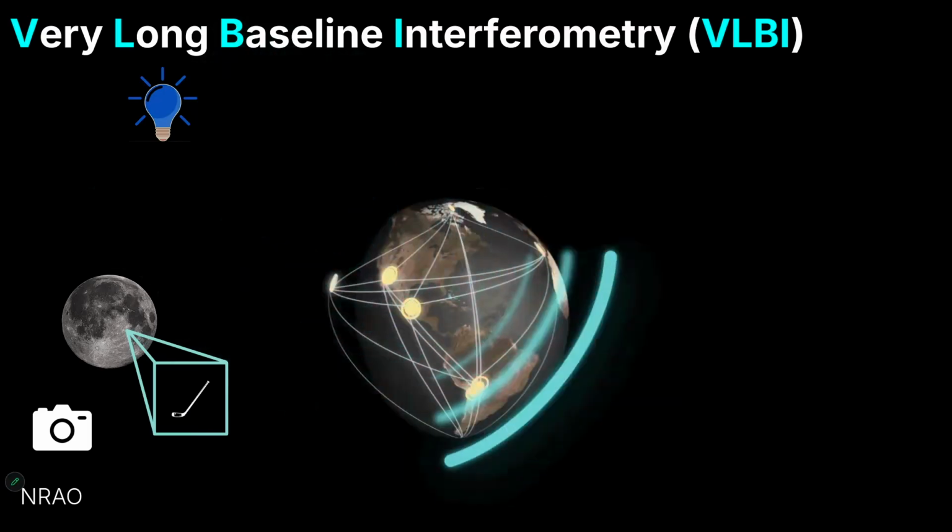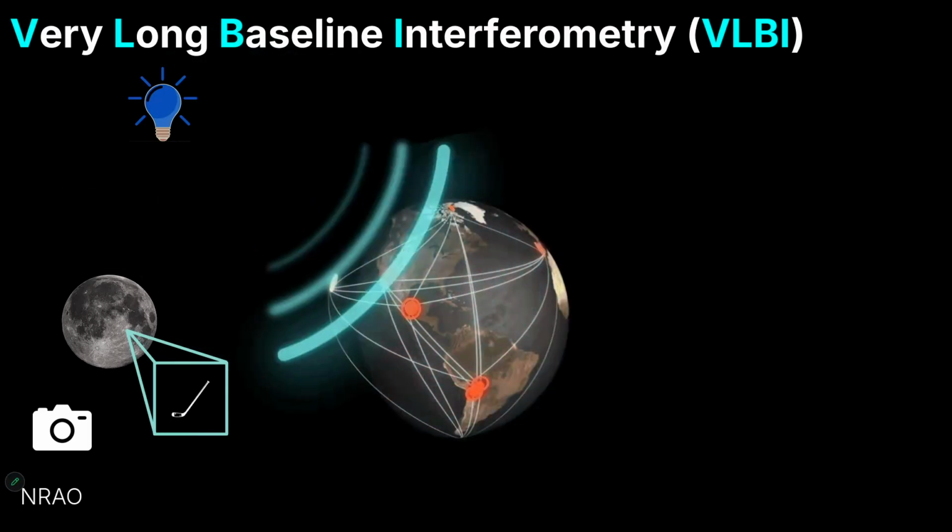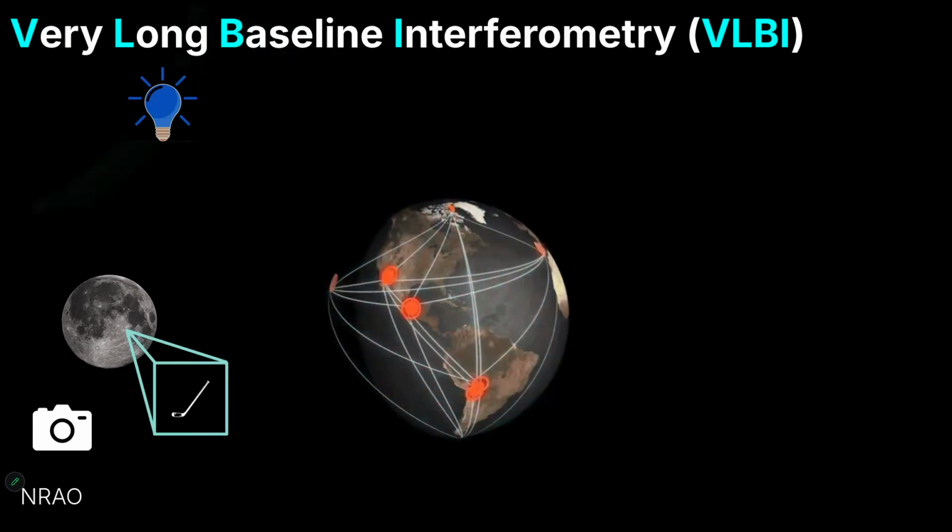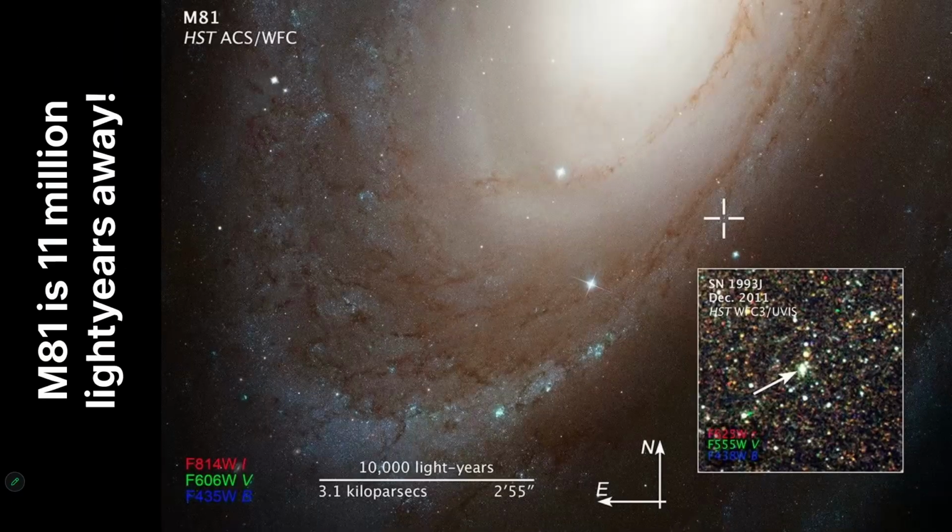Awesome. So we have this supernova 1993J. It's in M81, which is about 11 million light years away. What does it look like if we actually use this technique of VLBI? I'm going to just play what this looks like, and I'll walk you through what we see afterwards.